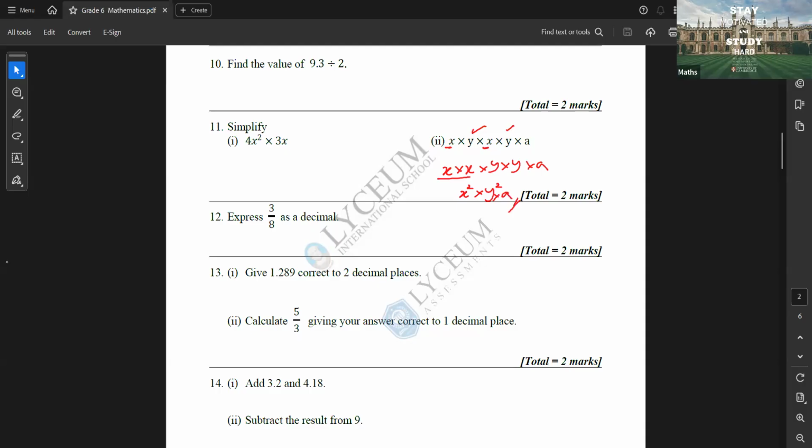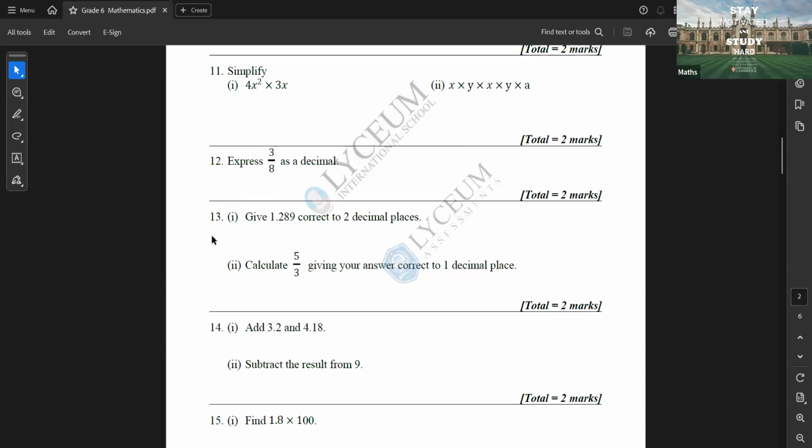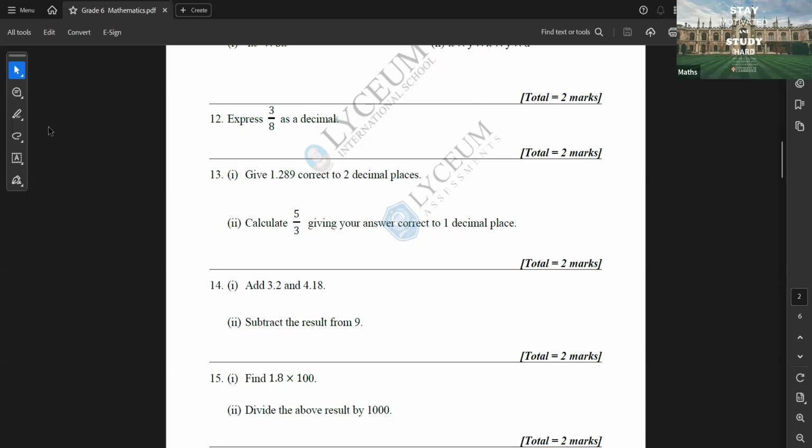Question number 12. Express 3 over 8 as a decimal. How are you going to do this? 3 divided by 8. Is there any 8 in 3? No. We put 0, keep a decimal point and take a 0. 30. You need the 8 times table. 8 times 1 is 8. 8 times 2, 16. 8 times 3, 24. 8 times 4, 32. It's going up. So 8 times 3, which is 24.